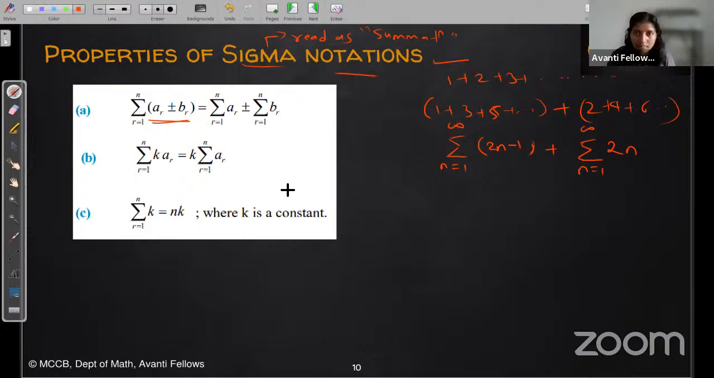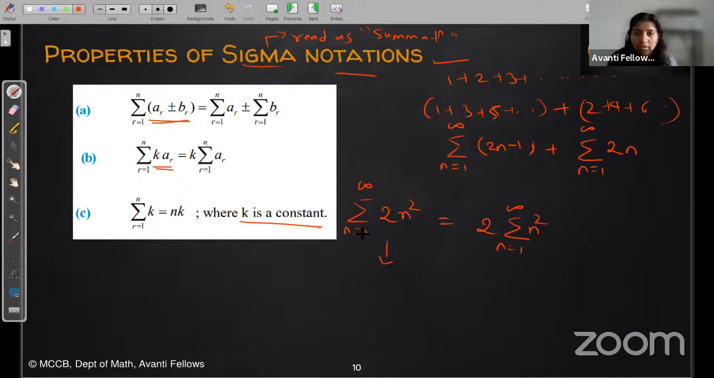Second, if we have any constant term inside the summation, we can take it outside the summation. Here k is a constant. For example, we have summation of 2n square, n is equal to 1 to infinity. Then I can write it as 2 into summation of n is equal to 1 to infinity n square.